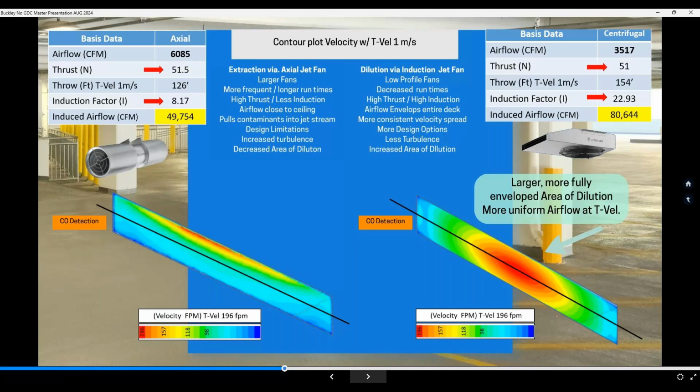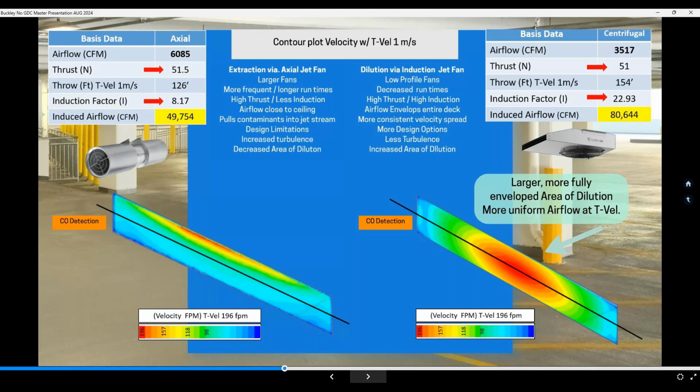You see here at that point in time, we've set the maximum velocity to be 196 feet per minute, or the 1 meter per second that we need to effectively dilute, mix, and control contaminants. At the end of that throw, we're not even breaching the 5-foot line of gas detection. Matter of fact, to get close to breaching that 5-foot line of gas detection, we need to be down at least less than 100 feet per second, considerably less.